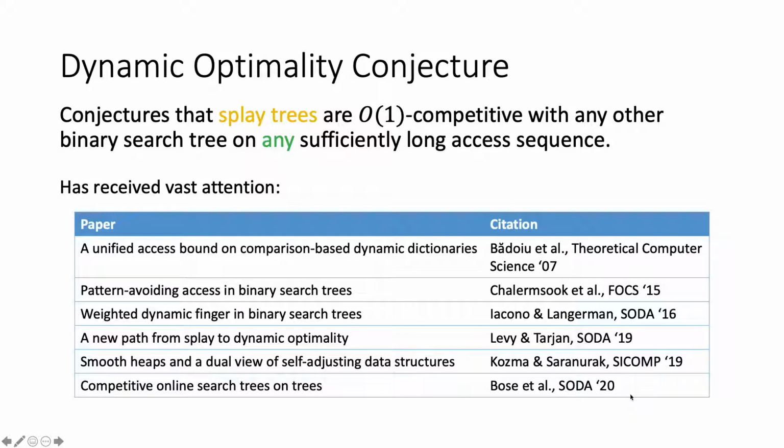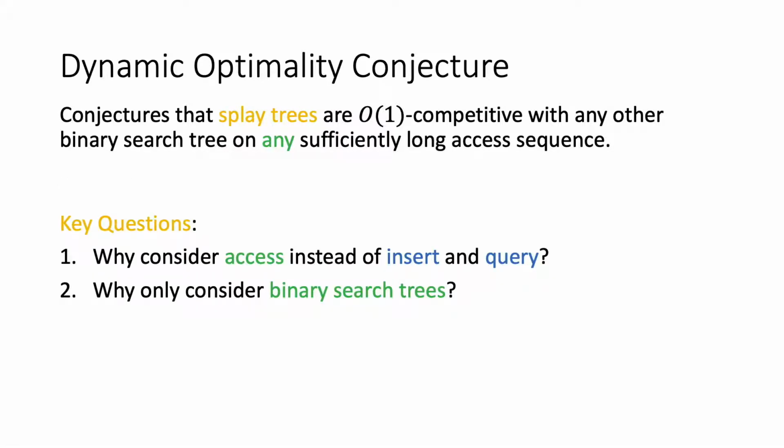And there are even more publications based on this conjecture. I don't want to go through them all, but you can see they are very recent and in the most important theoretical computer science venues. So this motivates our work, and in particular, we ask a couple of questions. Basically, why do we have all this work on optimal binary search trees, when in some sense this is artificially restricting the number of data structures possible?